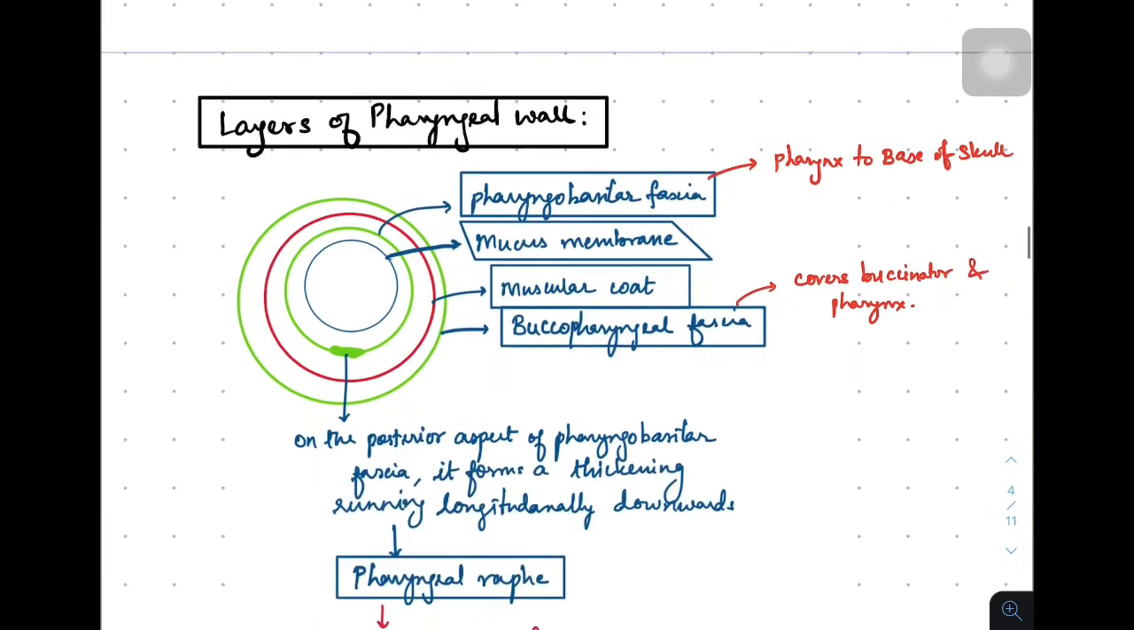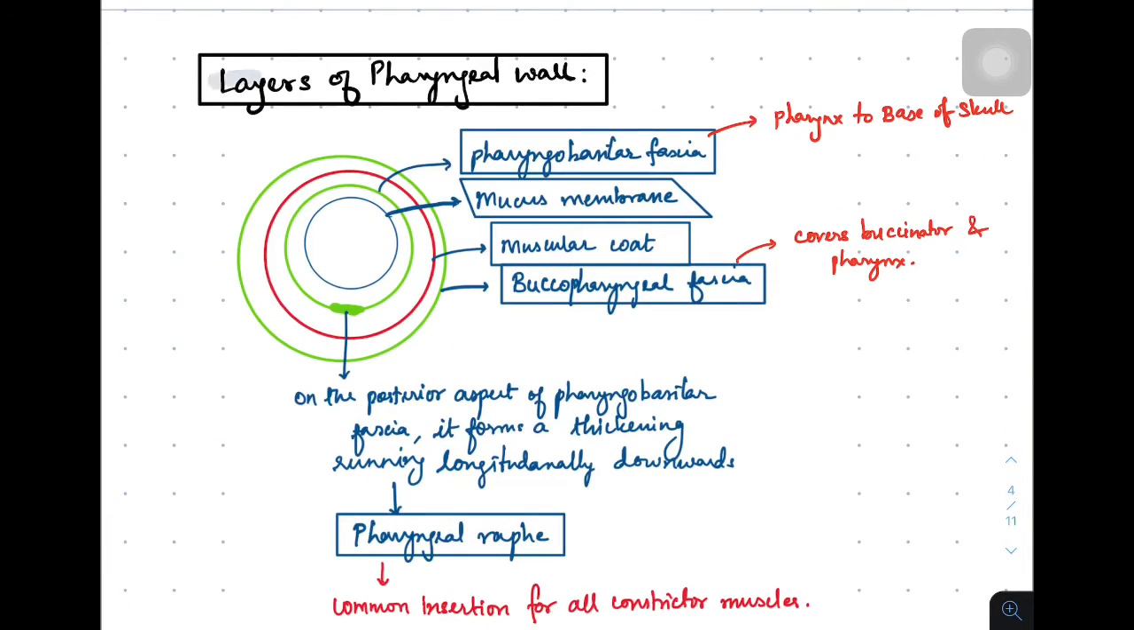Now we'll talk about the layers of the pharyngeal wall. The pharyngeal wall has 4 layers. First we have the mucous membrane, then we have the pharyngobasilar fascia, which is extending from the pharynx till the base of skull. Then we have a muscular coat formed by the longitudinal and constrictor muscles.